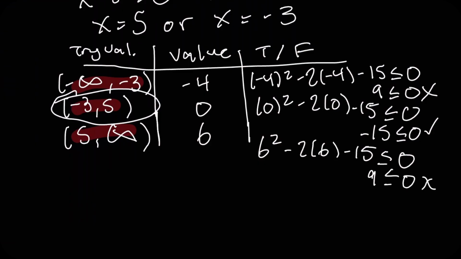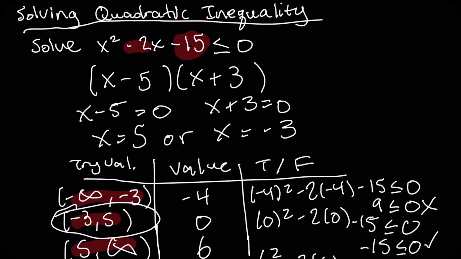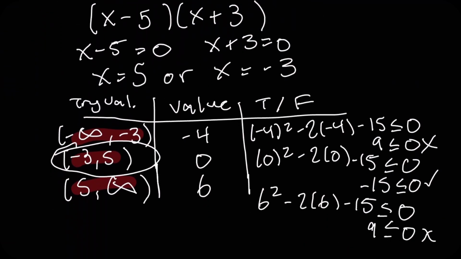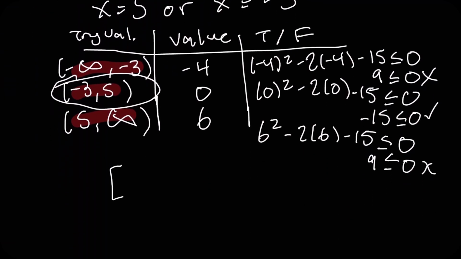So we have negative 3 to 5, and one other thing you need to do, check to see what your inequality sign was. So ours is less than or equal to, so we want to use our square braces. And that should be our solution for that question.